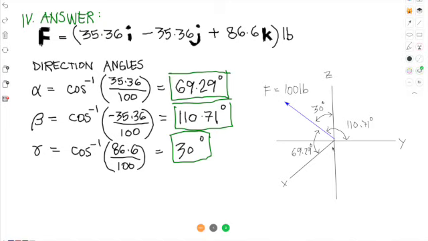Okay, so now this is your overall solution or answer for this problem. You have the Cartesian vector form, you solve for the direction angles, and you draw your answer. Okay, so let's have another example.